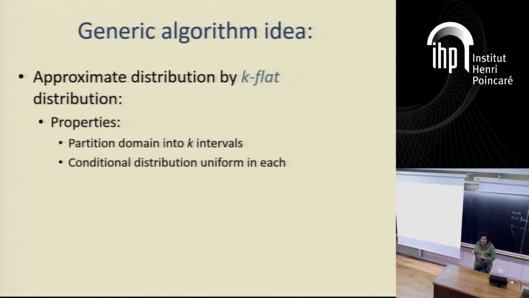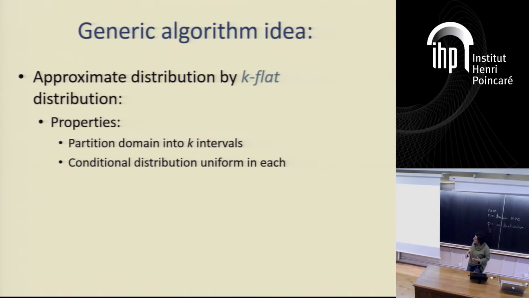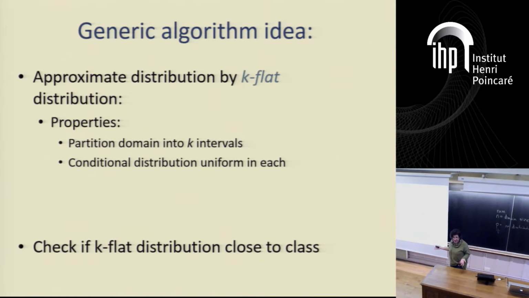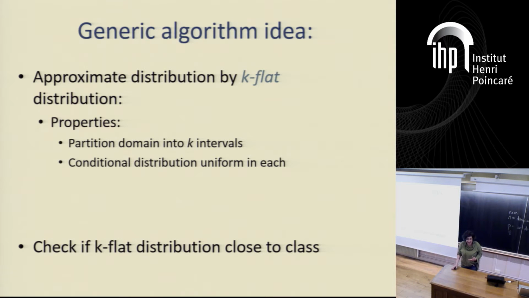So we're going to partition the domain into k intervals, and our conditional distribution should be uniform in each. And then we should check if the k-flat distribution is close to being in the class. In this case, we would check if it's close to being monotone. In the case of monotone hazard rate, you'd have to check a different thing.